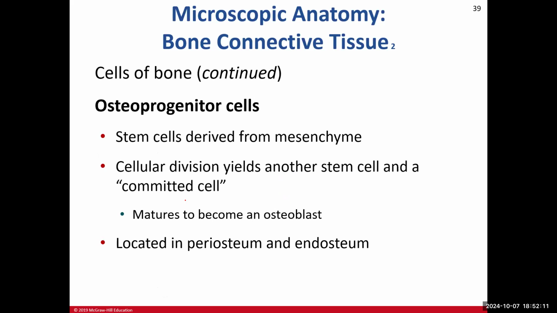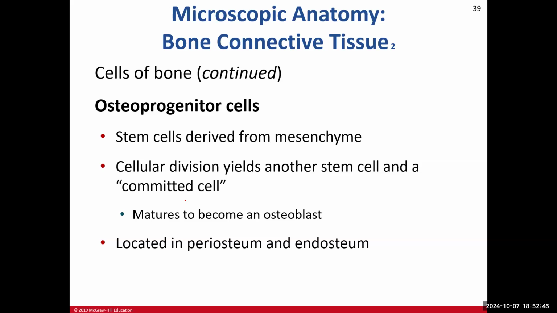Osteoprogenitor cells. So the first statement up there says stem cells derived from mesenchyme. If you all recall, mesenchyme is that embryonic stem cell tissue that all connective tissue comes from. That's a review right there. Okay, so mesenchyme is like the primordial soup that all the connective tissue stems from. So this is nothing new here. Right, so osteoprogenitor cells are those stem cells that came from the mesenchyme.